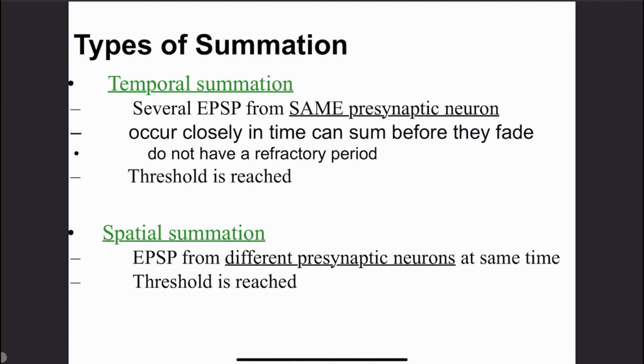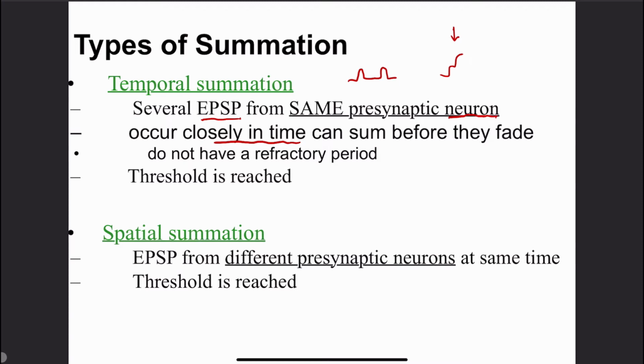So there are two types of summation. The first type is called temporal summation, and these are EPSPs that are occurring from the same presynaptic neuron. They're going to occur closely in time, because if one occurs and then it waits and then another one occurs, these are not going to summate. But if they occur once and then quickly again, then it will summate. And so temporal stands for time. They have to occur closely in time before they fade away.